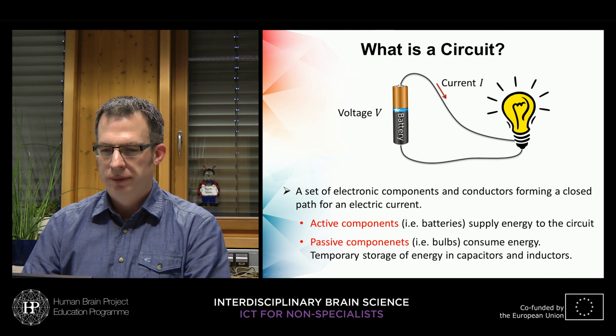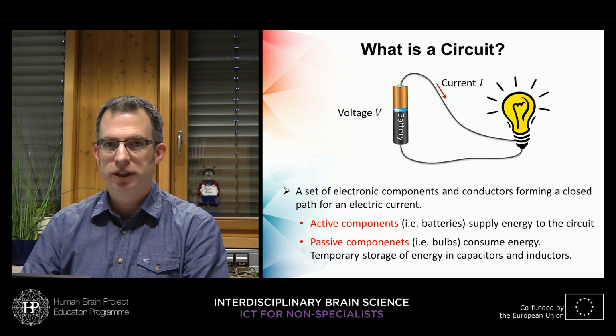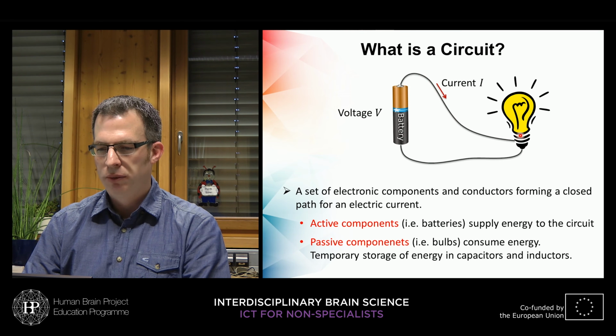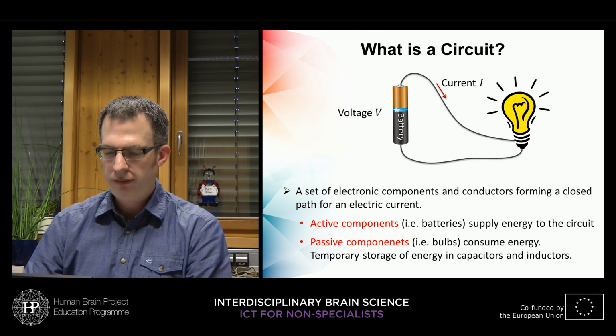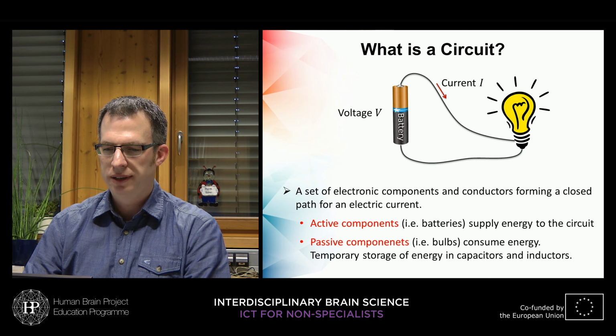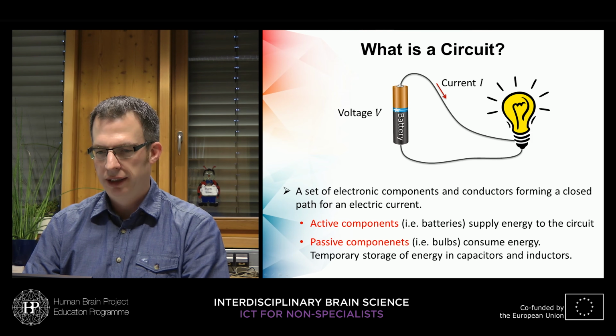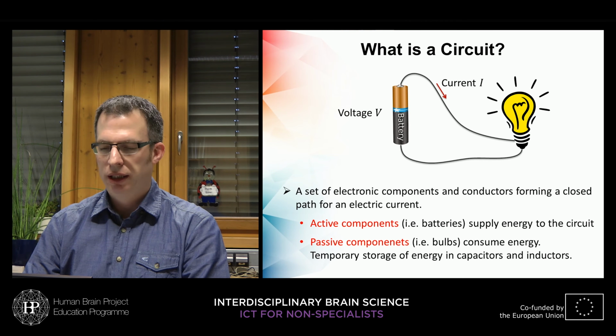So what is a circuit actually? You can imagine we have a circular path for the current, and we usually have some voltage that is generated, for example, by a battery. And this causes a current to flow through some load, which might be a bulb. So the circuit is a set of electronic components and conductors that forms a closed path for an electric current. And we can have active components, like the battery, inside this circuit. And we can have passive components, like the bulb, that consume energy.